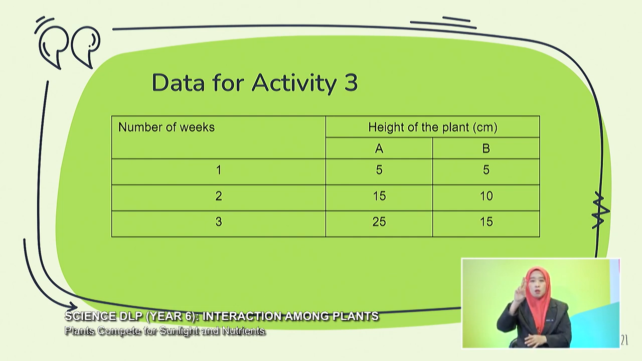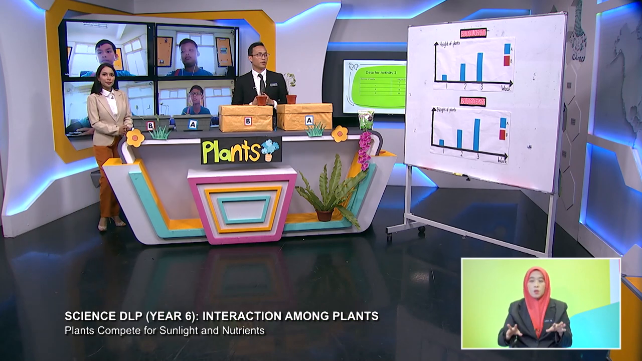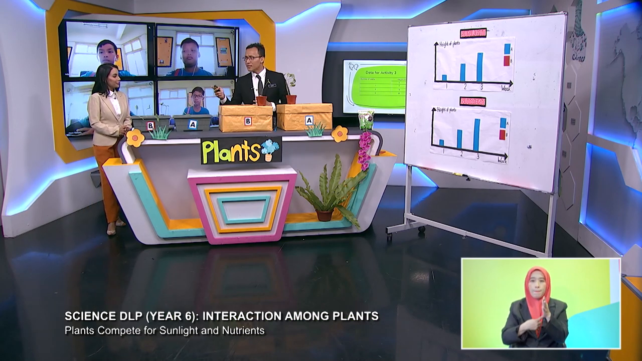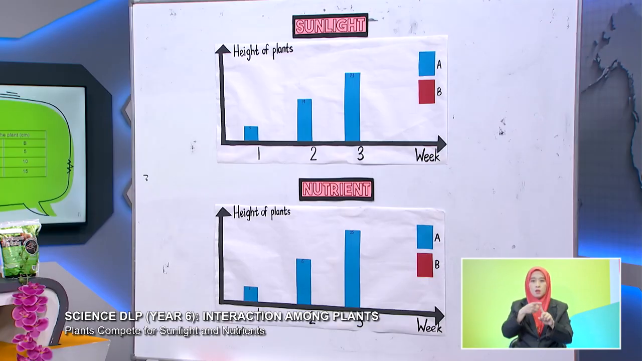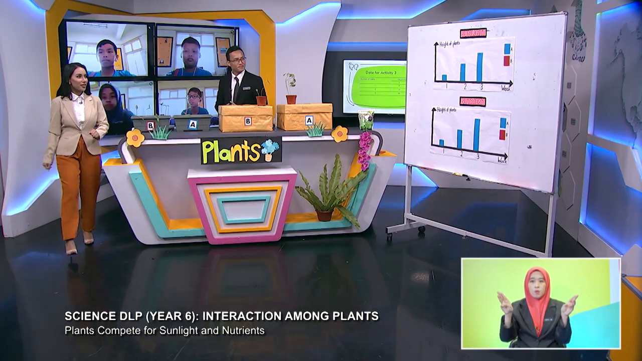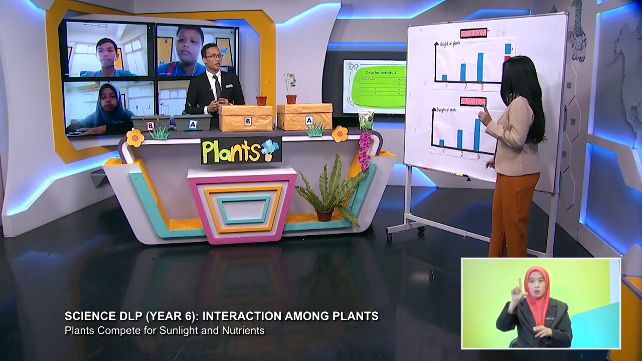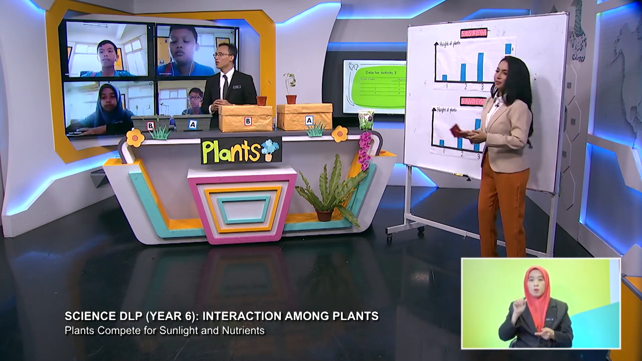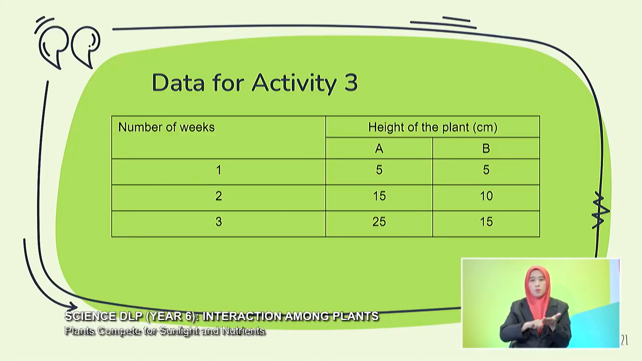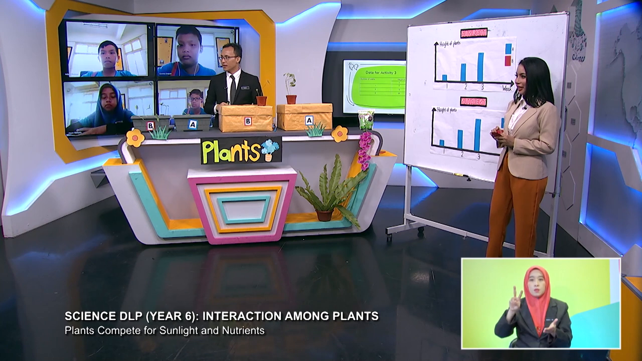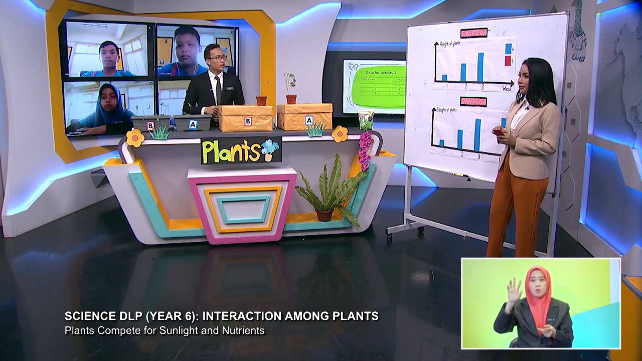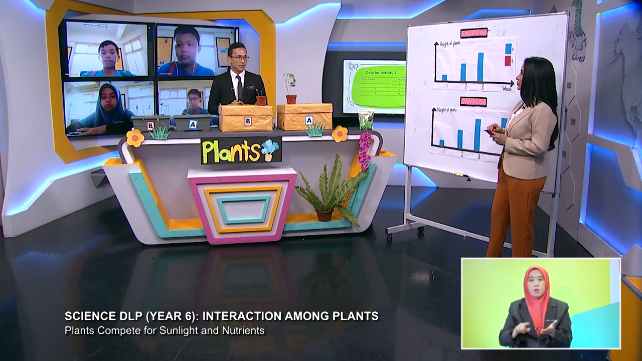As you can see, I've already transferred the data from this table onto this bar chart on the whiteboard. So, Shafika, can you help me with it? Of course. We are going to put the results for pot B, because I've already done it for pot A, where in the first week it's 5 cm. Then for the second week, it is 15 cm tall. And the third week, it is 25 cm tall. Now I need your help for pot B.